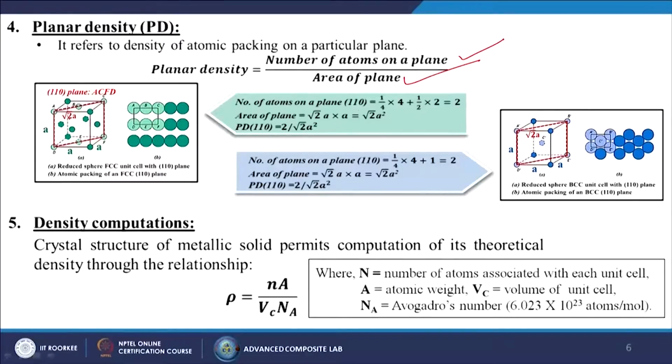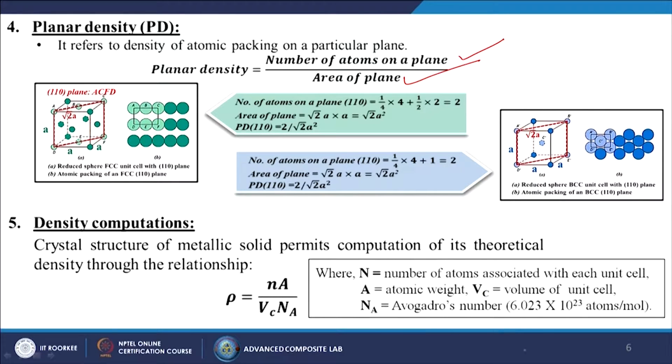So, in this particular case, what is the number of atoms on the plane? It is 1 by 4 into 4 plus half into 2. The four corners each contribute 1 by 4 of an atom, so 1 by 4 into 4, and the B point is half and the E point is half. So, the total number of atoms is 2.